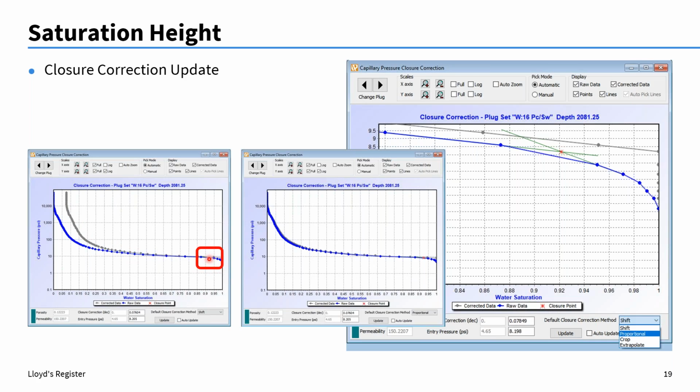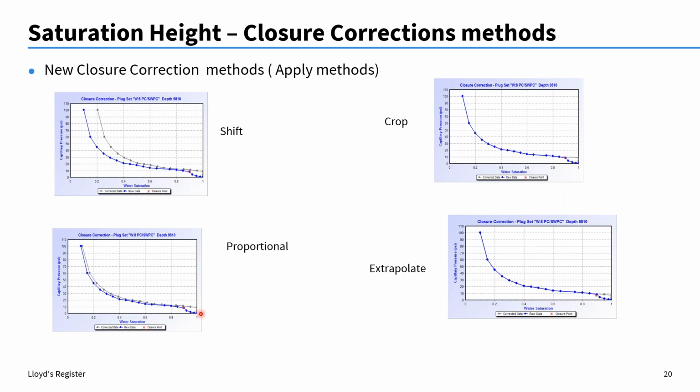Now, in the past, the default method to apply this closure correction was what we call the shift method. But in this version, we added more options. The shift method shifts the whole PC-SW plot value by a fixed amount. When we're looking at this curve, it's roughly 80%, and when we apply the closure correction point, it's going to shift this point to there, this point to there, and the closure point is going to be here.